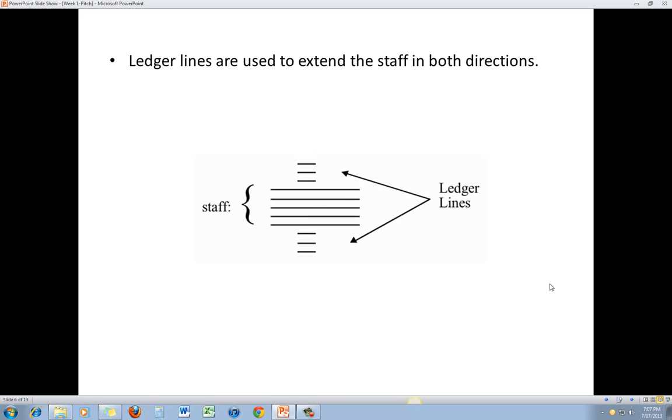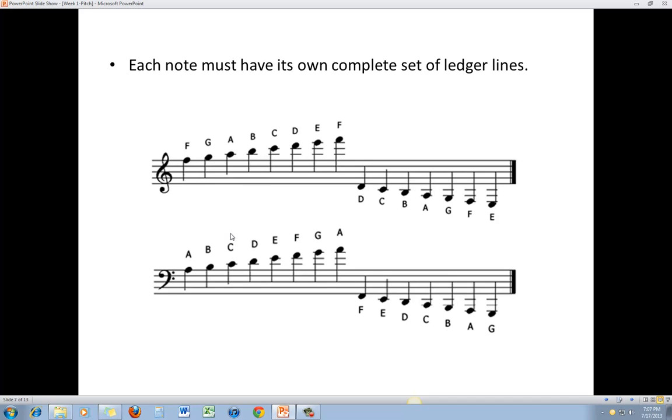Now, just the staff alone, even when you've got the two staffs, the treble clef staff and the bass clef staff, are not really enough to cover all the notes. So another tool that is used is little staff extensions, which are called ledger lines, and you can use ledger lines above the staff or below the staff. When ledger lines are necessary, you must use a complete set of ledger lines for each individual note, and you never want to connect through the ledger lines.